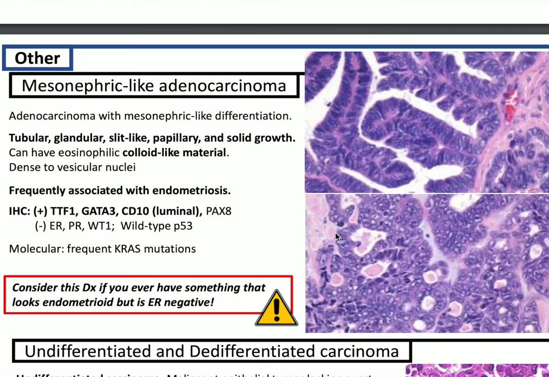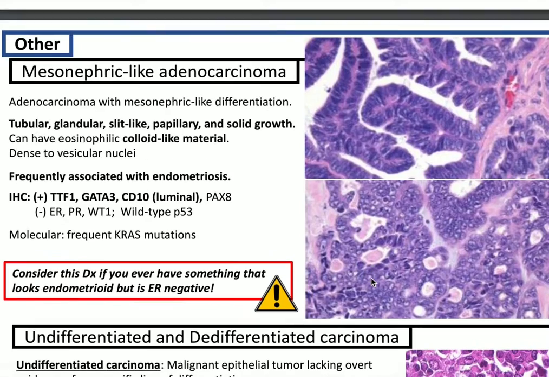Other entities: mesonephric-like adenocarcinoma. You'll have tubular, glandular, slit-like, papillary, and solid growth, and can have eosinophilic colloid-like material, frequently associated with endometriosis. It'll be TTF1, GATA3, CD10 luminal positive, and PAX8. It'll be negative for ER, PR, WT1, with wild type P53.